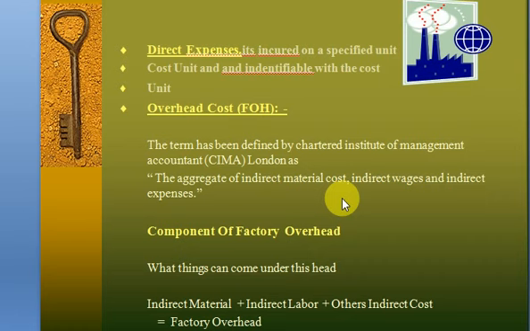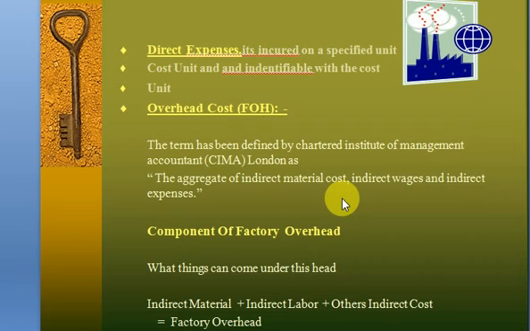So functionally, overhead is divided into three categories. First one is factory overhead, second one is office and administrative overhead, third one is selling and distribution overhead.